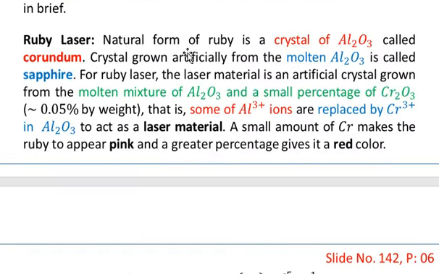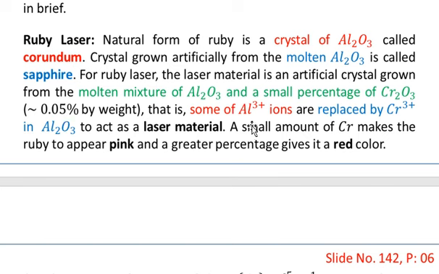Ruby laser. Natural form of ruby is a crystal of aluminium oxide Al2O3 called corundum. Crystal grown artificially from the molten Al2O3 is called sapphire. For ruby laser, the laser material is an artificial crystal grown from the molten mixture of aluminium oxide and a small percentage of chromium oxide, which is Cr2O3, included as 0.05% by weight.